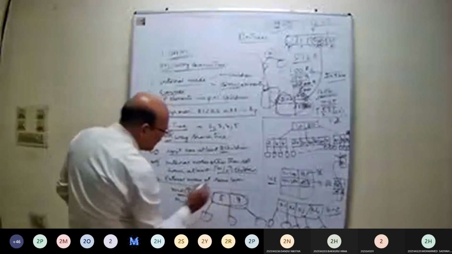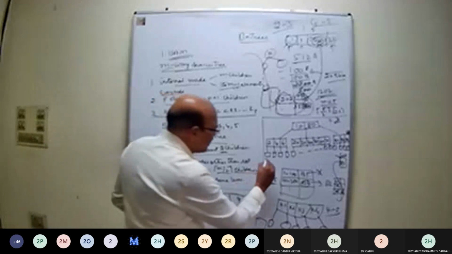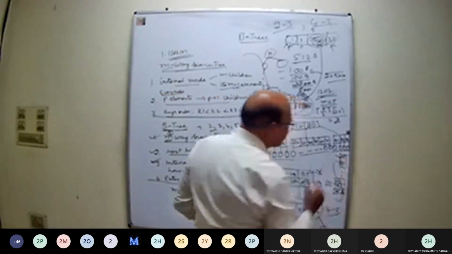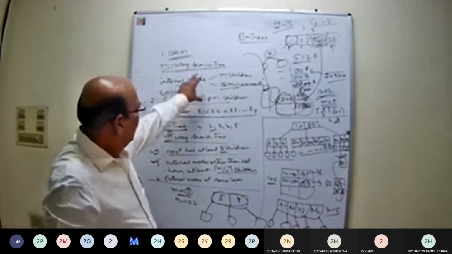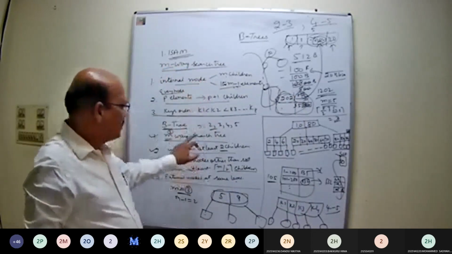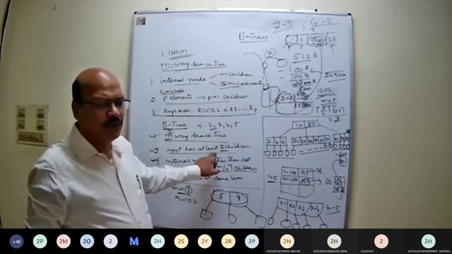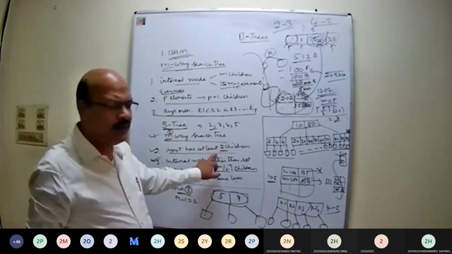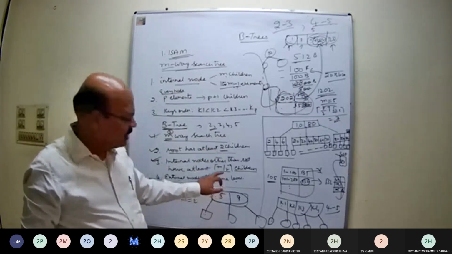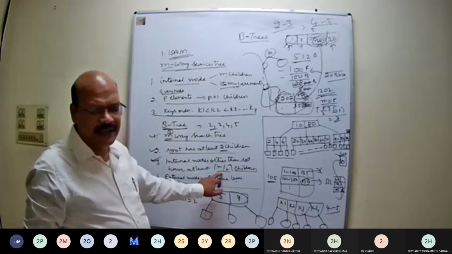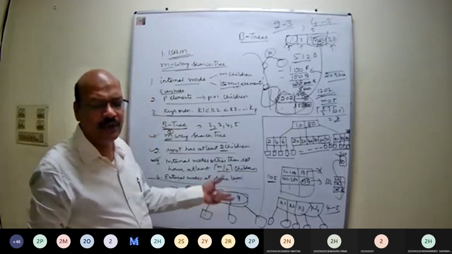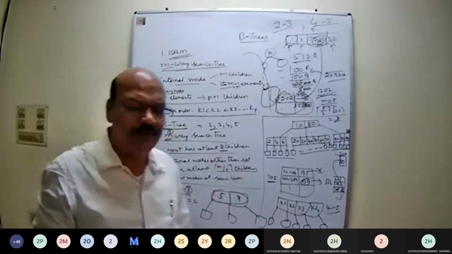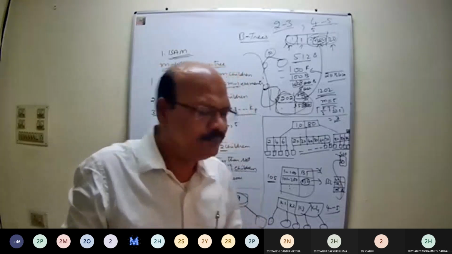And external nodes are at the same level. Now, these are the external nodes. All the external nodes should be at the same level. So, an M-way search tree, if the root has minimum 2 children, and all the internal nodes have at least ceil(m/2) children, and all the external nodes are at the same level, then such M-way trees are known as B trees.